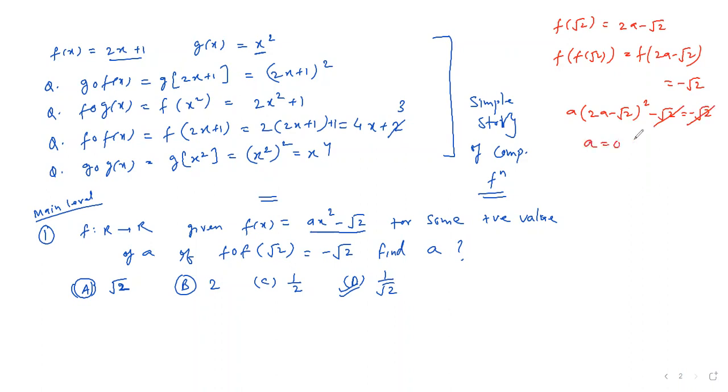One second. Either a is equal to 0, or 2a minus root 2 is equal to 0. But a is equal to 0 is rejected. Tell me why. Because in the question it's given for positive value of a. So a is clearly 1 by root 2. D option is right. It belongs to the mains level actually.